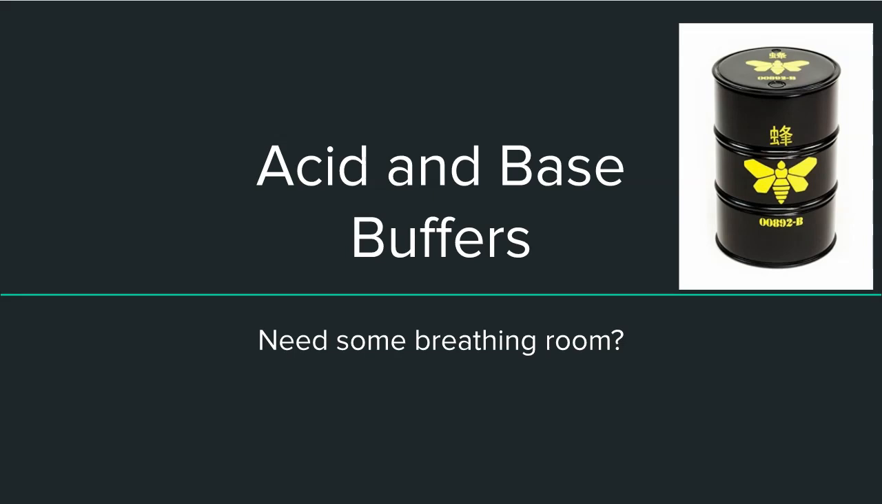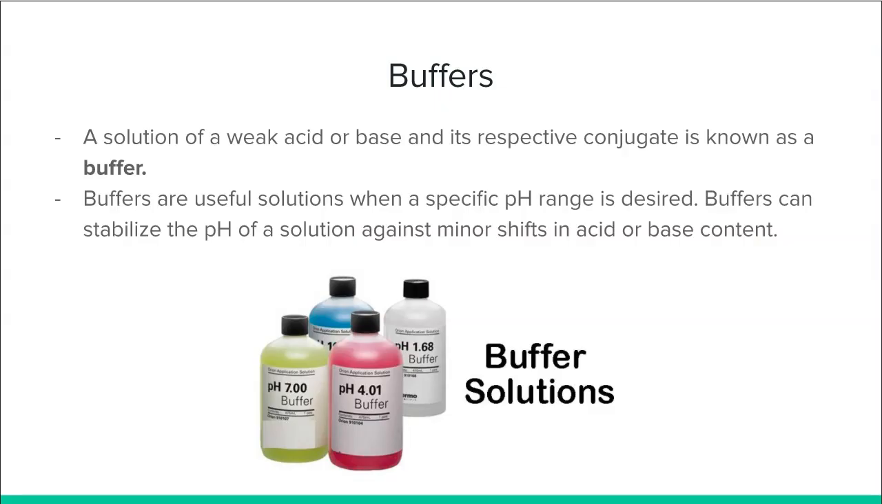So let's get started with the acid and base buffers. To start off, let's discuss what a buffer is. A buffer is a solution. It's a weak acid or a weak base and its respective conjugate. You may hear me referring to acid over and over again, but you could certainly have a buffer that is a weak base with its conjugate acid. When you have those two conjugates together in a solution, it's known as a buffer.